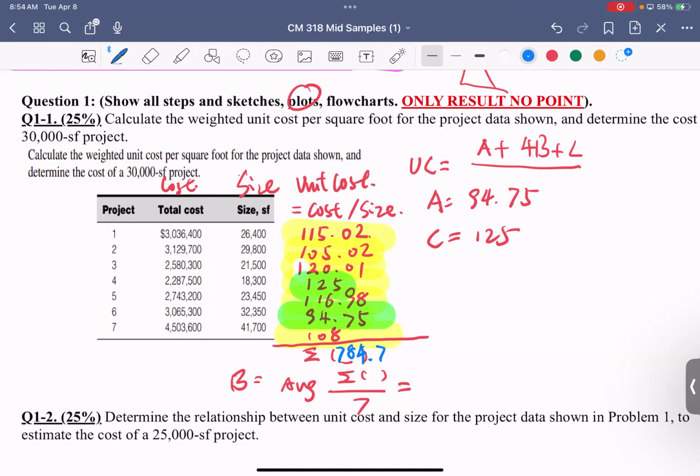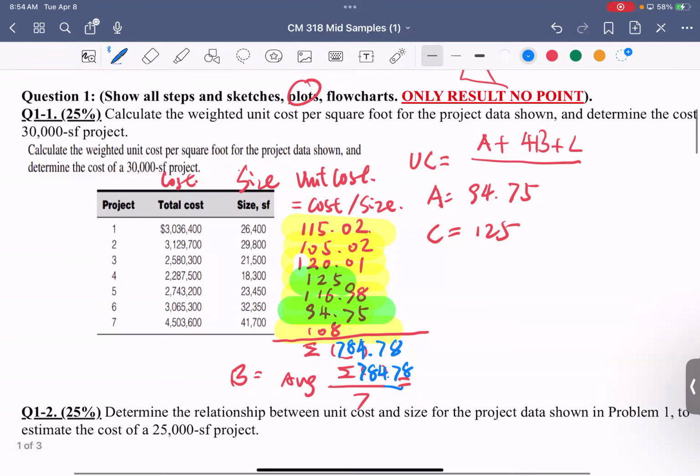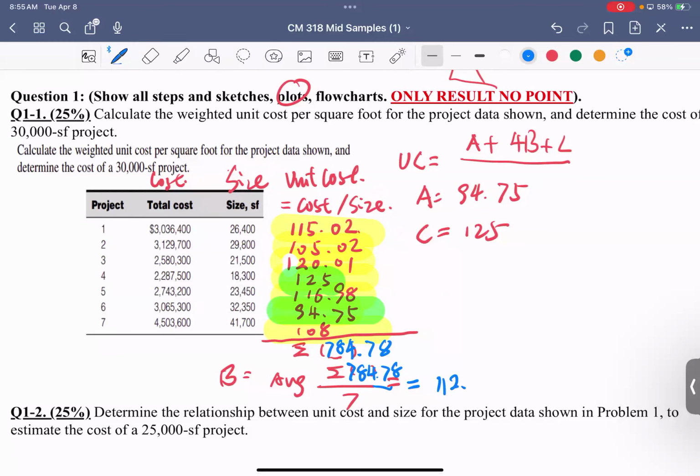718.78. Do you want 4 decimals? 2 is fine. Okay. And this will be equal to 112.11. Is that correct? Yes. Okay.